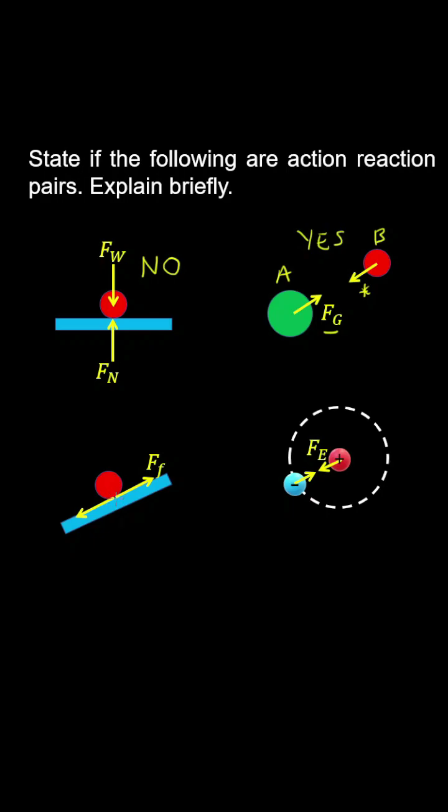In this case, the friction force exerted by the ground on the ball is equal and opposite to the friction force exerted by the ball on the ground, so these form an action-reaction pair. By the same argument, for this second case over here, the electrostatic forces exerted by both objects form an action-reaction pair.